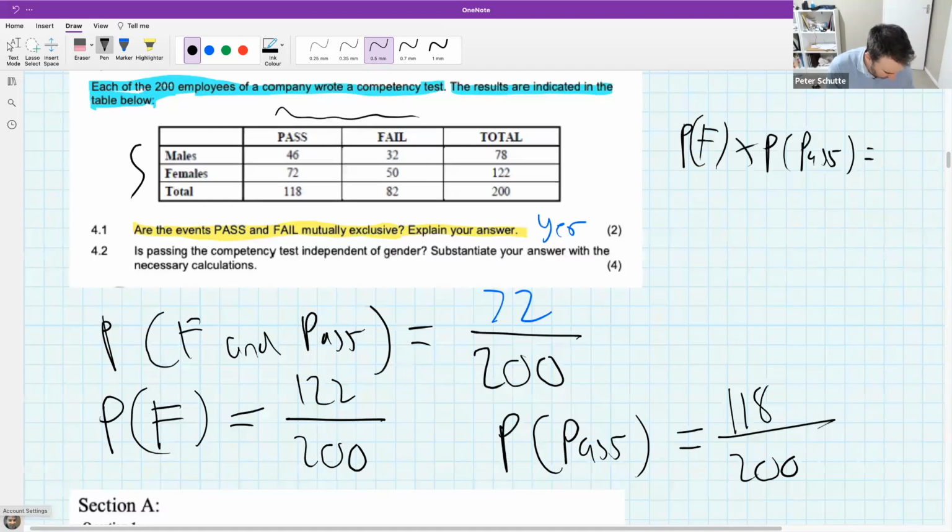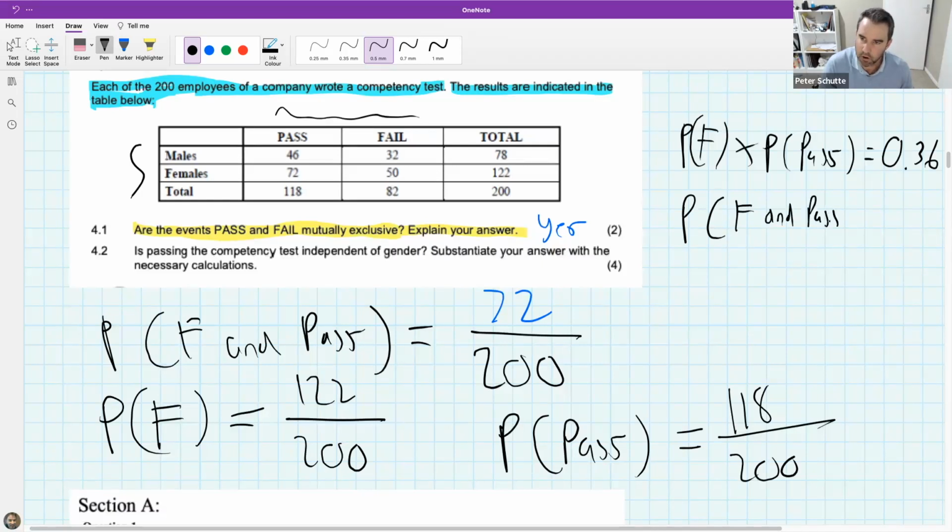And we are going to get 0.359 or 0.36. And then I also want to know what is F and pass going to be. And that was just 72 over 200, which as a decimal would be 0.36. And so we can say, yes, independent. And the reason is because these two are equal to each other.